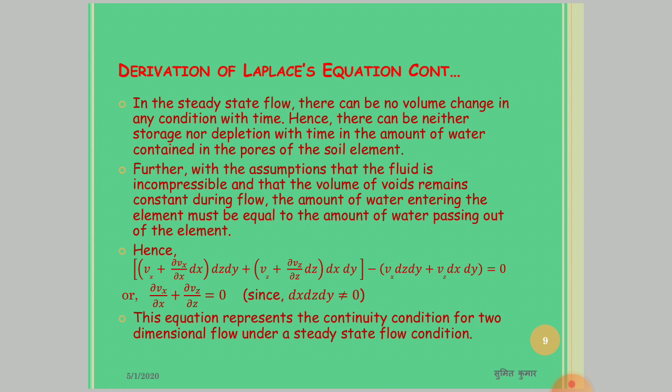Since we have assumed that flow is steady, and in steady state flow there can be no volume change with time, that is, there will be neither storage nor depletion with time in the amount of water contained in the pores of the soil element. So the amount of water entering the element must be equal to the amount of water passing out of the element.